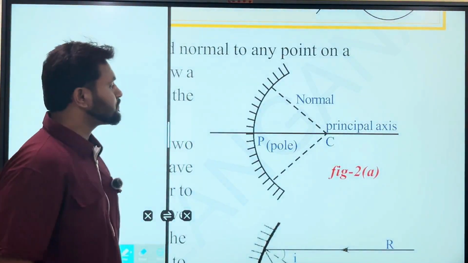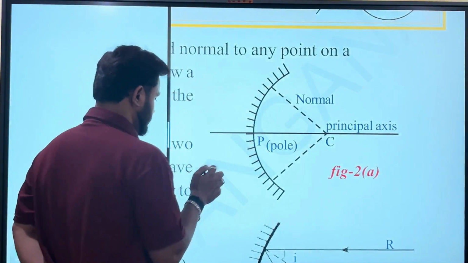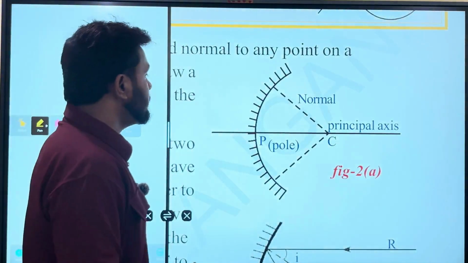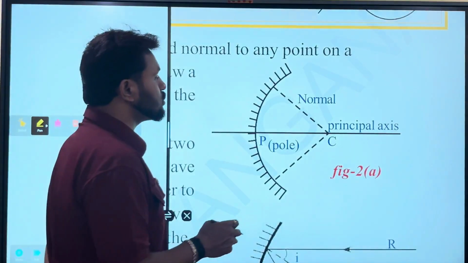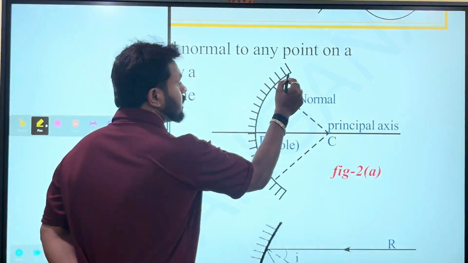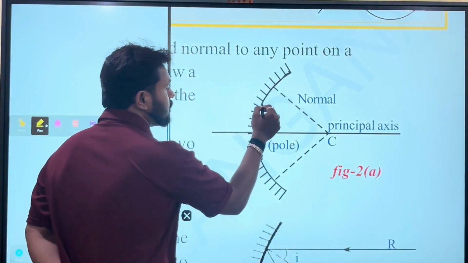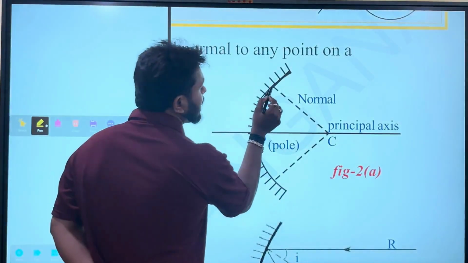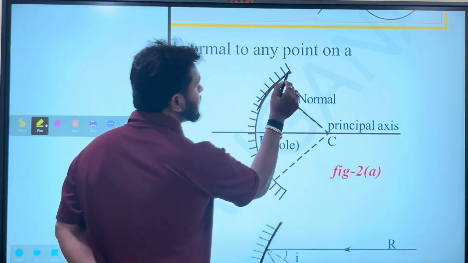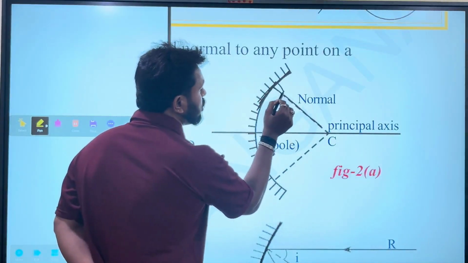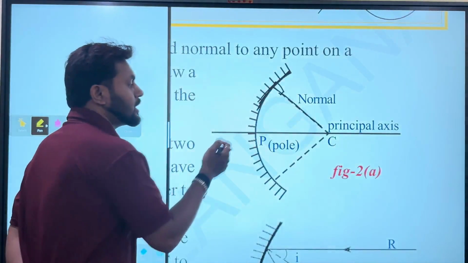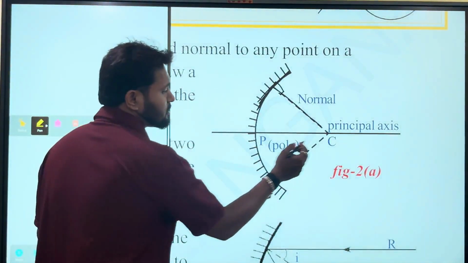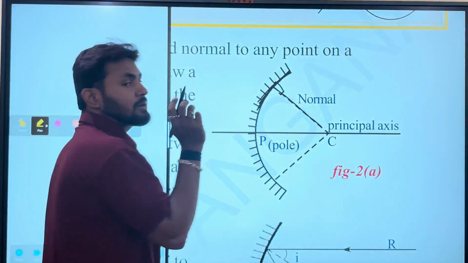Now moving ahead, I have just given you the definition of normal. Now imagine this is a straight line, a line which has been drawn perpendicular to the base. Imagine this is a base and this has been drawn perpendicular to it. Now this is a concave mirror. Suppose we have one line which is coming from the incident side.